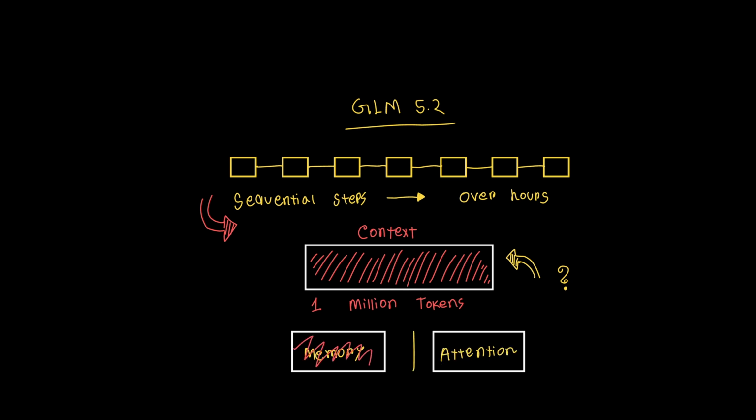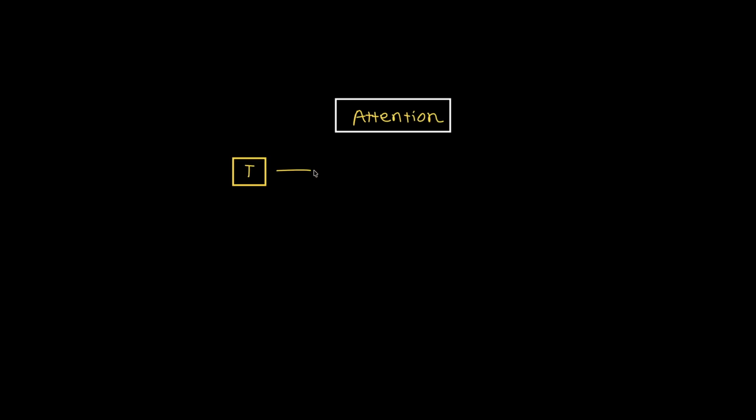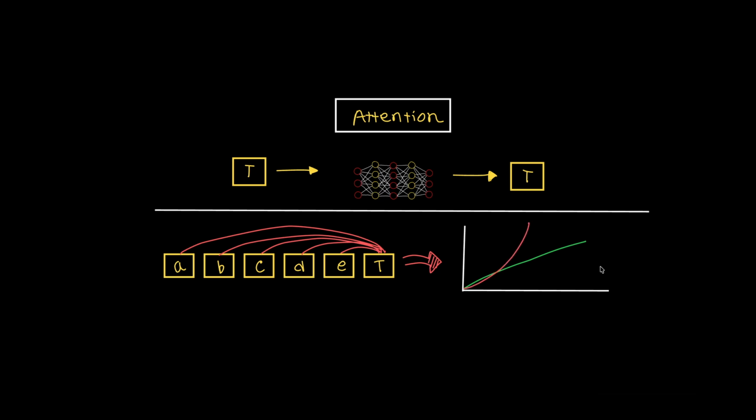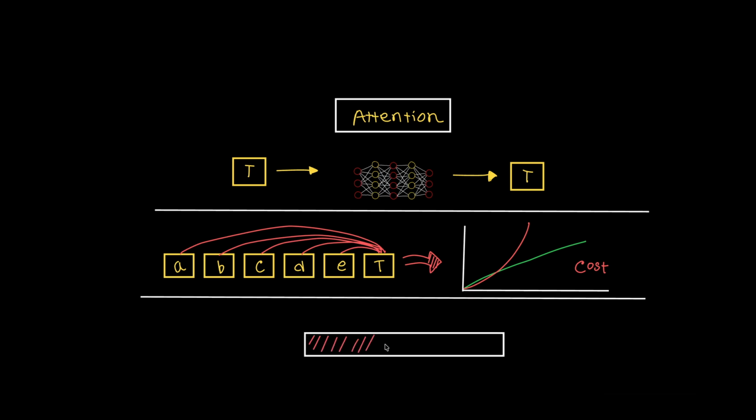So what is attention doing here exactly? Every time the model processes a token, attention is figuring out which previous tokens in the sequence are actually relevant to it. And the cost of doing that doesn't grow linearly with context length. It grows quadratically, meaning the longer your context, the more that cost explodes. At 1 million tokens, that becomes completely unworkable.